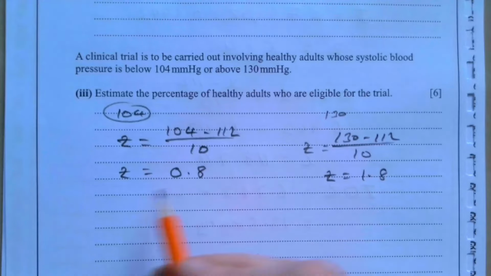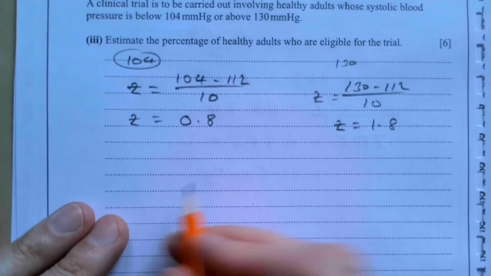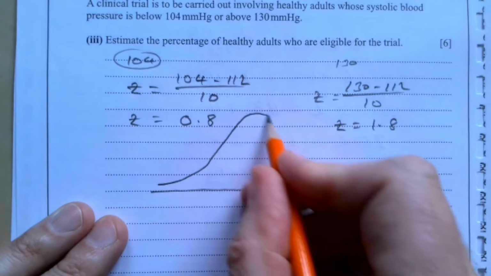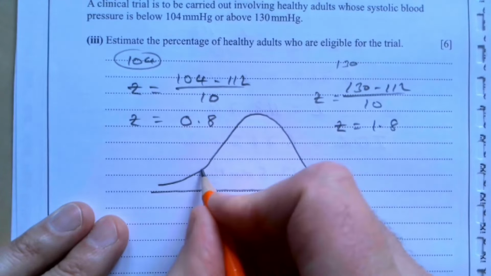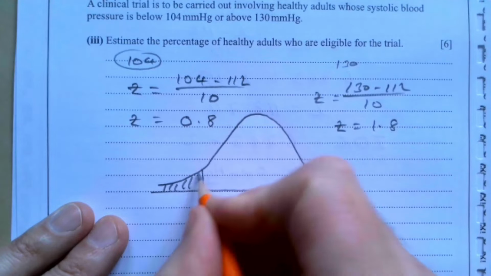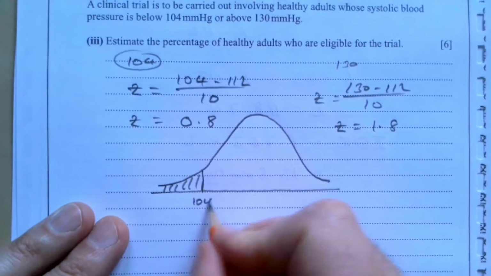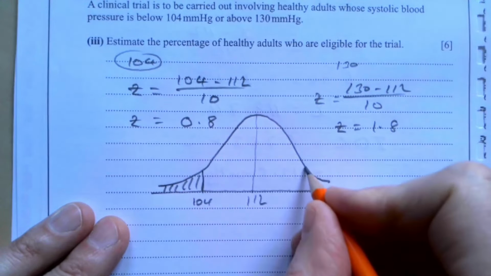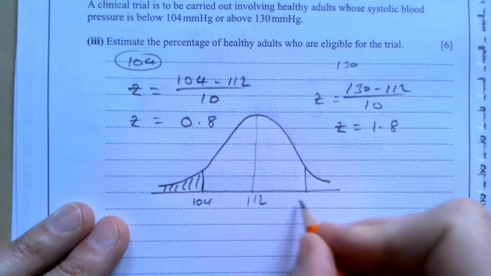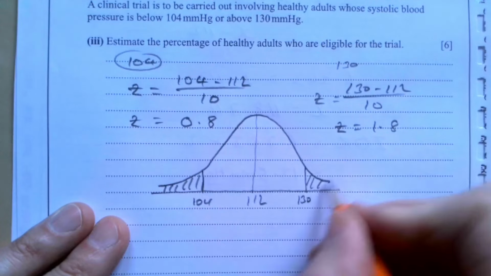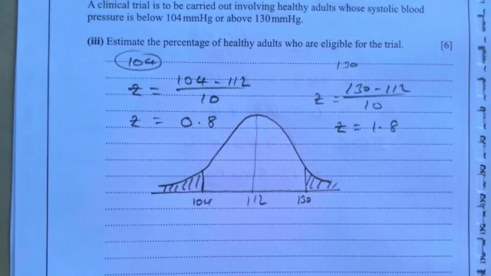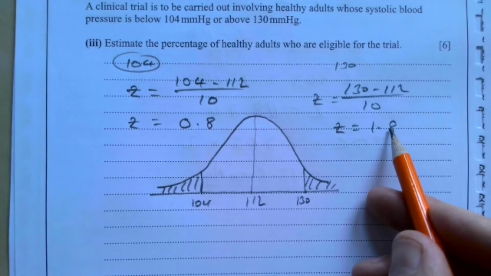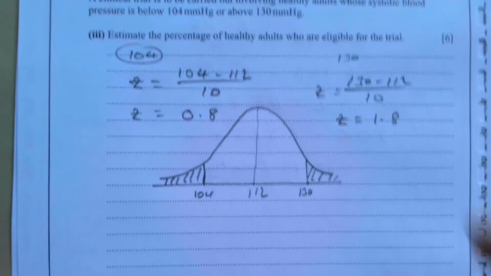The areas we're looking for are on either side of that. So the bits we're looking for are as follows. We're looking for this bit down here. So that's 104. There's our 112. And then there's 130. So those are the two areas we're looking for here. So we're actually going to do 1 minus the Z value of 1.8 to get that.